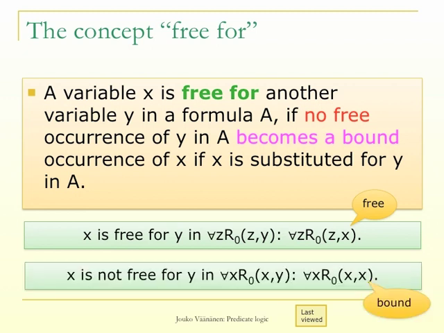On the other hand, x is not free for y in ∀x R0(x,y). Substitution yields ∀x R0(x,x), and the free occurrence of y in the formula has become a bound occurrence of x. The concept of a variable being free for another variable in a formula can be given also a more exact inductive definition, but we omit it here.